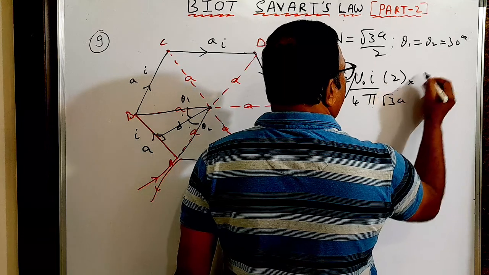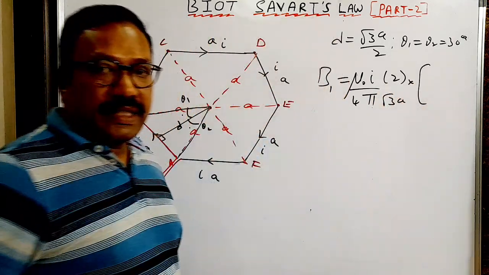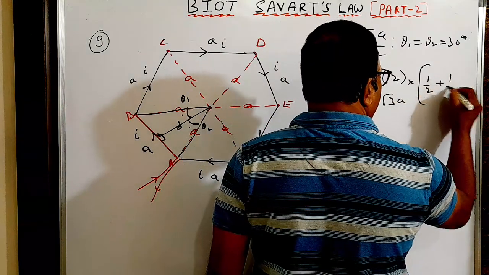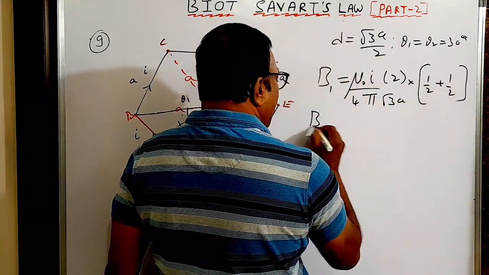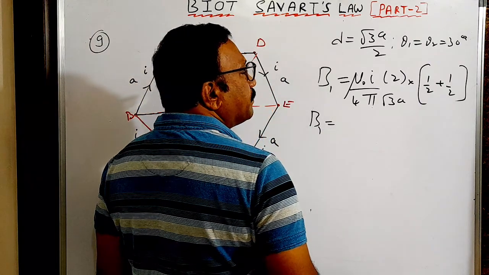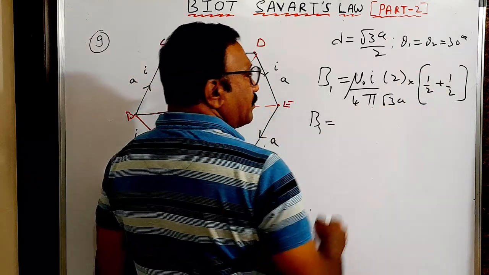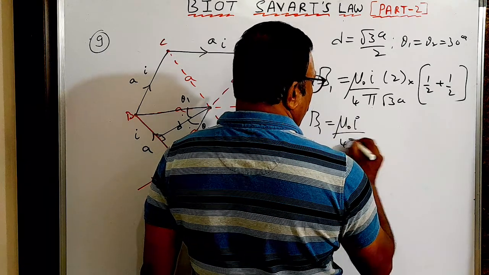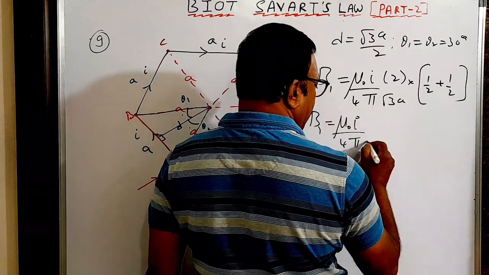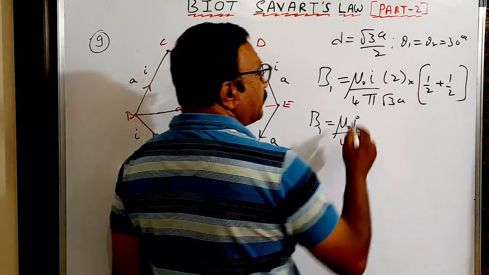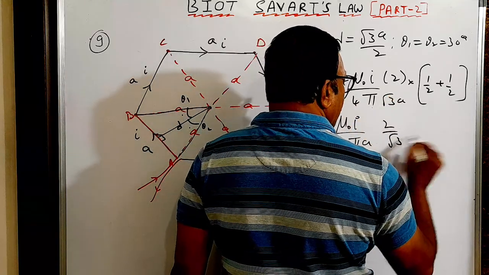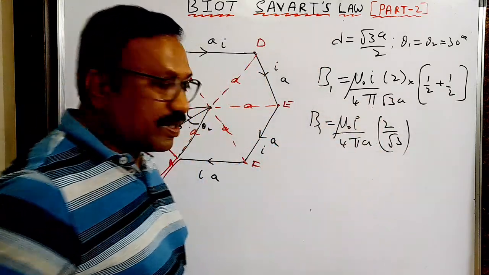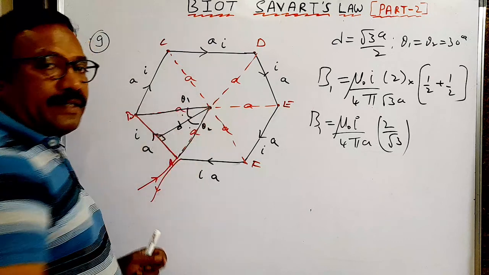2 will go to the numerator into sin 30 plus sin 30, that is 1 by 2 plus 1 by 2. Okay, I will write here what it is. Therefore, the magnetic field here is given by, 1 by 2 plus 1 by 2 is 1, so mu naught I by 4 pi a, 4 pi a, that is 2 by root 3, I will get 4 pi a into 2. That's it. 1 by 2 plus 1 by 2 is 1. So this is the field due to one wire.